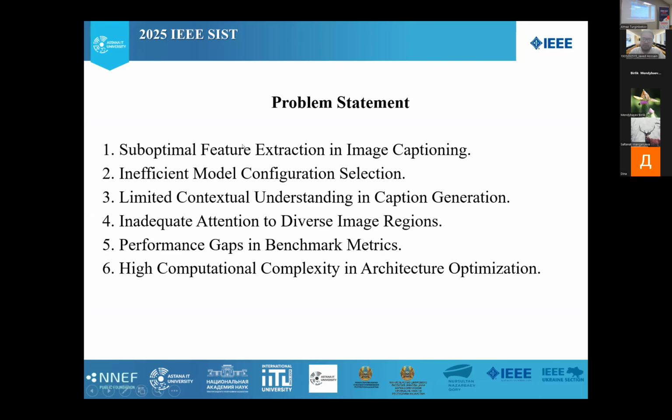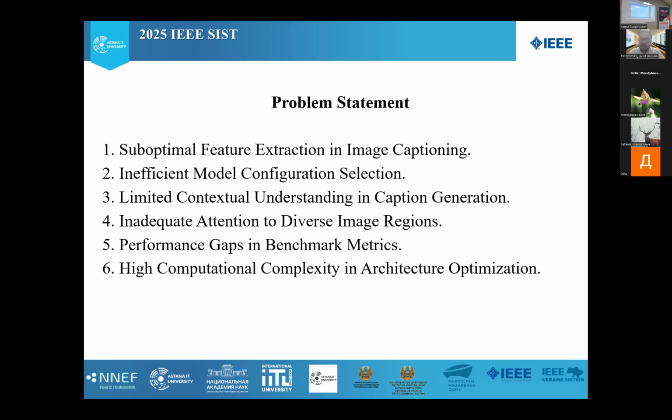When you want to do research, you need to find out what kind of problem you want to solve. Here I show the top 6 problem statements I want to solve. I found existing research has some limitations, and then I created this problem statement. Number 1 is suboptimal feature extraction in image captioning. For the image captioning task, a kind of sequence to sequence learning, you need to find important features from images, and at the same time translate and generate the caption. So at this moment, you need to find optimal features from images.